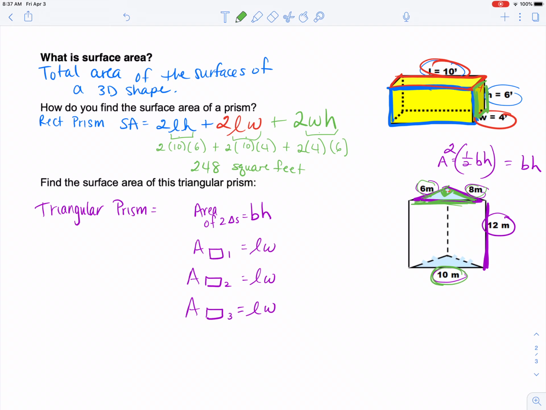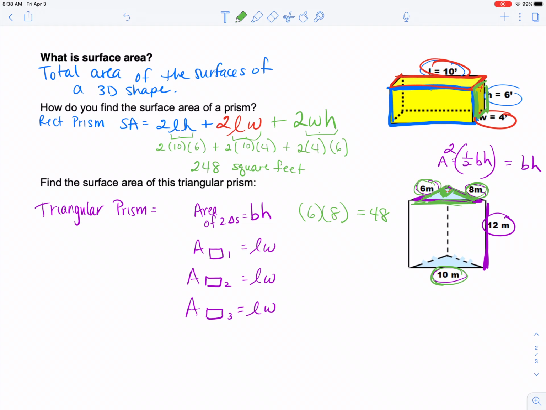So to get one of the triangles, I would have to do the 6 times 8 divided by 2, but for both of them, I do 48. I don't use the 10. I use the 2 sides that make the right angle. That's always going to be your base and your height of the triangle. So find the 2 sides that make the right angle.